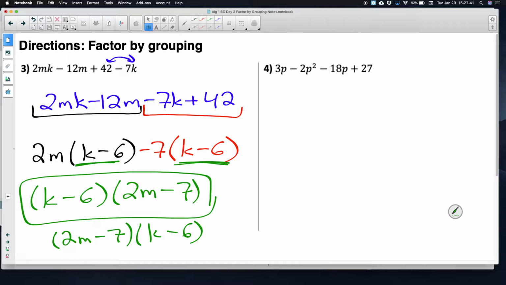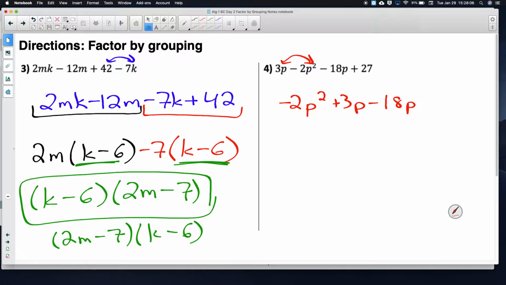All right, now let's finish it out with number 4. Check to see if it's in standard form. I got 3p minus 2p squared minus 18p plus 27. Well, if you'll notice, 3p is trying to jump ahead of negative 2p squared. So I need to rearrange this and put it in descending order.